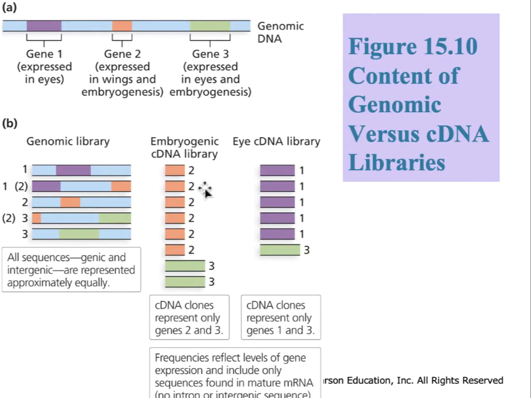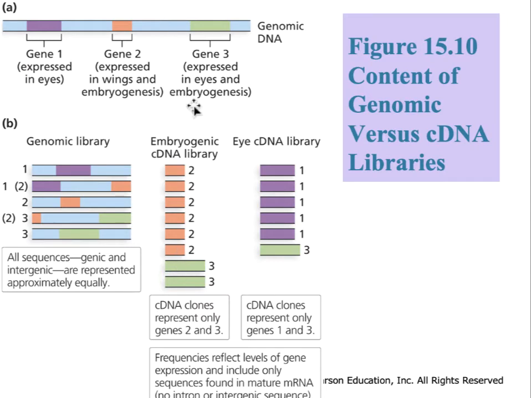In a cDNA library that comes from the embryo, gene 2 and gene 3 are being expressed at maybe different levels, and that's represented here. So gene 2 has 6 clones for every 2 clones for gene 3. That tells us in the embryo, gene 2 is more active than gene 3.